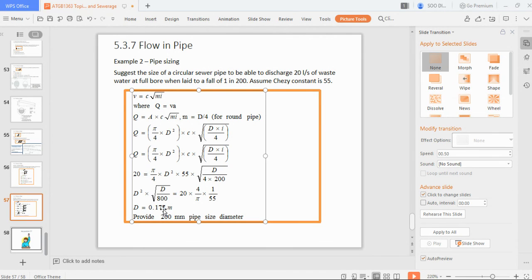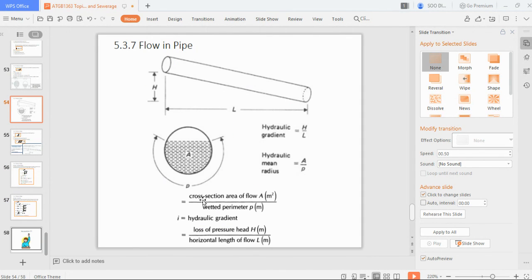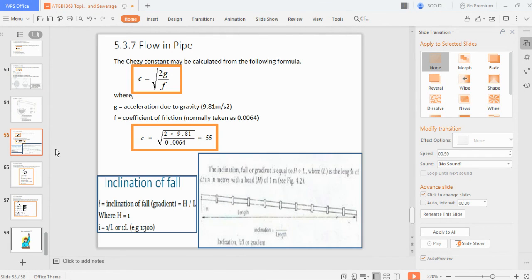For the pipe size, you have to round it up, and when you are doing the inclination for your tutorial, you will have to round it down. Because of how the pipe is laid, 1 to 1 will be a very steep pipe. 1 to 300, as the value increases here, the pipe will be less steep and it will be a longer pipe.